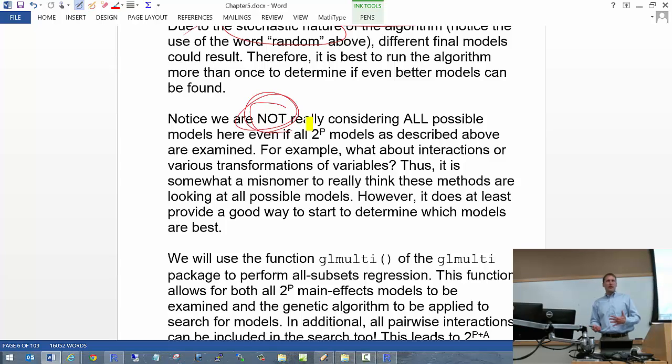So because of that, you have to be very careful about really interpreting what all possible means. In the context so far, how I've introduced it, it's just in terms of the main effects. There could be some other model out there that's better that includes an interaction term, or x1 squared. But still, we need to start somewhere. And by doing all possible regression subsets, or doing then the genetic algorithm, it gives you a place to start to try to figure out what variables should be in the model, and which maybe don't need to be in the model.